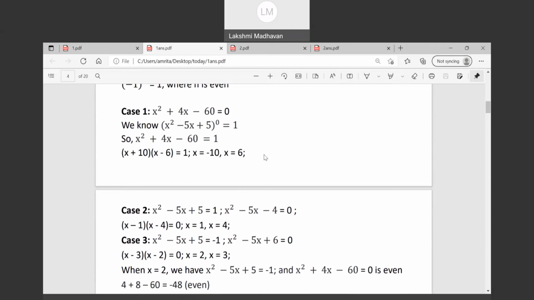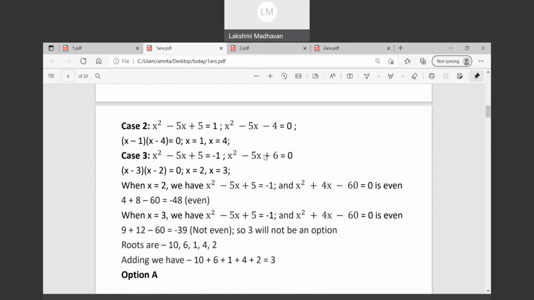Now the second case is something we have discussed. We have to think about the possibilities, whether it's 1 raised to n or minus 1 raised to n. So in case 2, we have x square minus 5x plus 5 equal to 1, and x square minus 5x minus 4 equal to 0. So this is the option in case 2. So here we can write this as x square minus 5x.